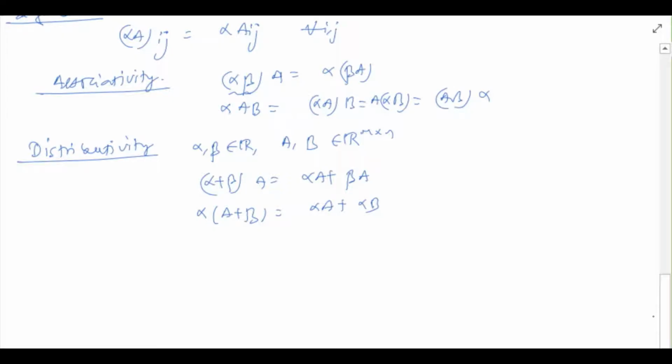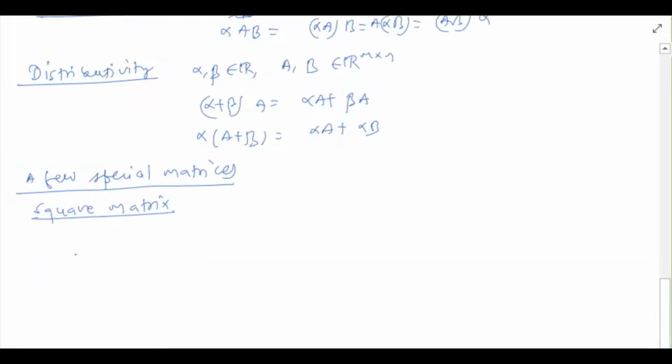Now we'll look at a few special matrices. The first one is the class of square matrices. So what is a square matrix? A is called a square matrix if the number of rows of A equals the number of columns of A.